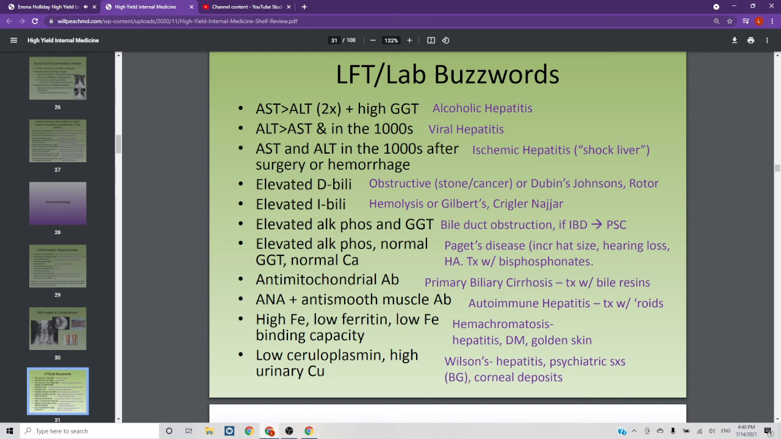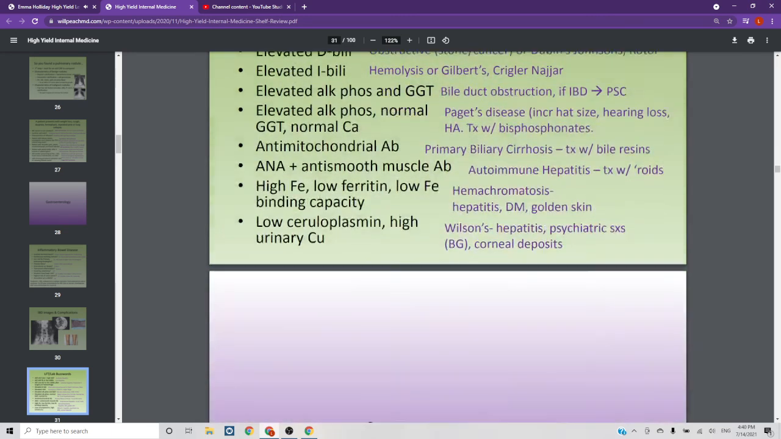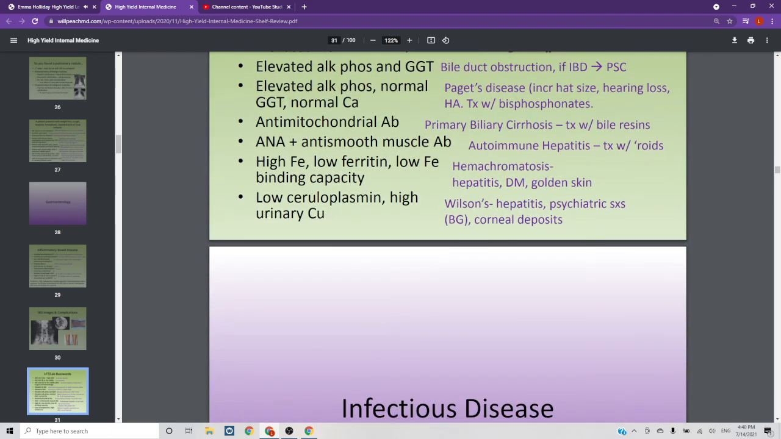So what if you see high iron, low ferritin, and low iron binding capacity, and a screwed up liver? That's hemochromatosis. They also might be diabetic and have that kind of golden skin color. And as we kind of hinted to earlier, we treat this with phlebotomy, getting rid of some of the iron that's overloaded.